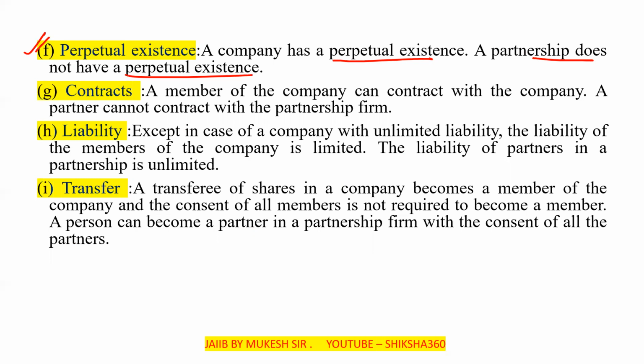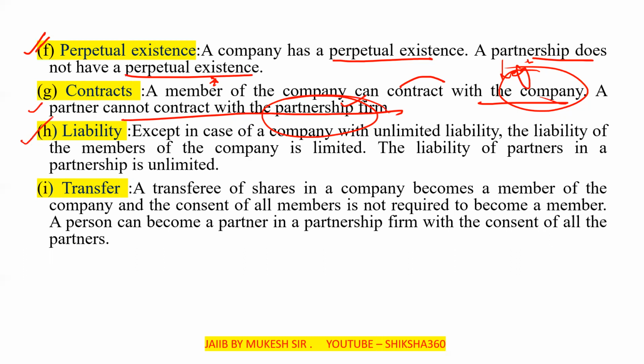Now the next one is contract. A member of the company can contract with the company, because the company is a separate legal entity. On the other side, a partner cannot contract with the partnership firm, because the partnership firm is formed by the partners and they are liable for it.